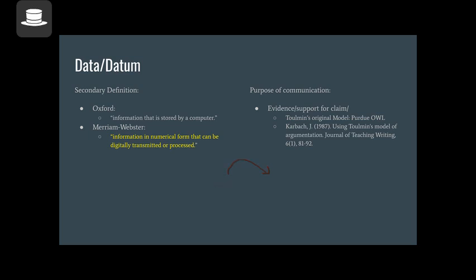Sometimes the meaning of the word data also is specific to the context in which you are using it. For instance, for the purposes of communication, data refers to evidence. What data do you have to support your claim? What data do you use to substantiate the point you're trying to make? So data is also used to refer to evidence.